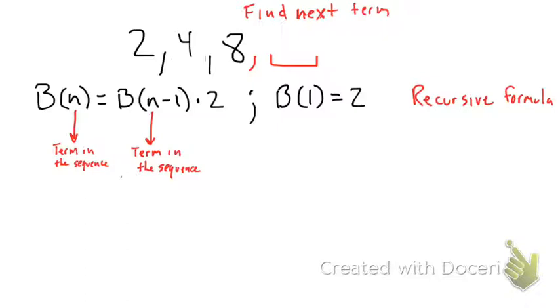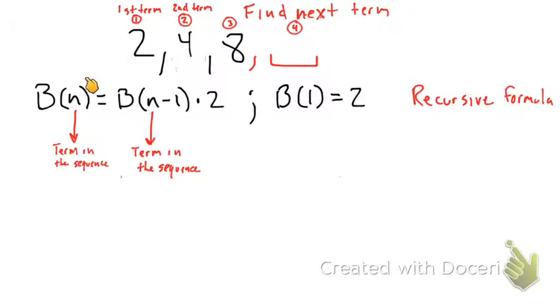If you look at our sequence up here, the first number is 2. This is our first term, term 1. The second number in our sequence is our second term, or term 2, and so on. This would be term 3, and we are trying to find term 4.